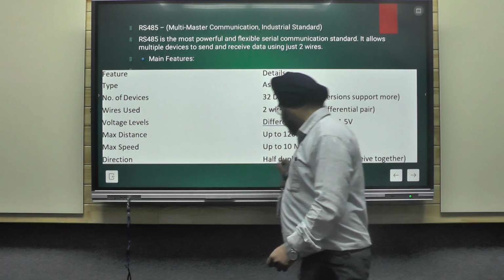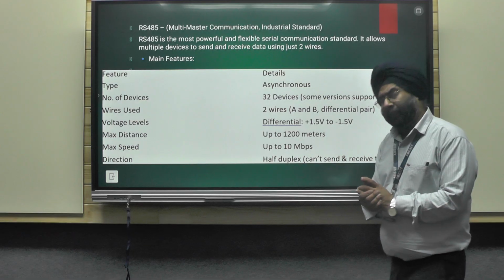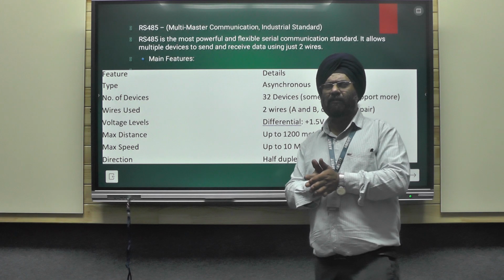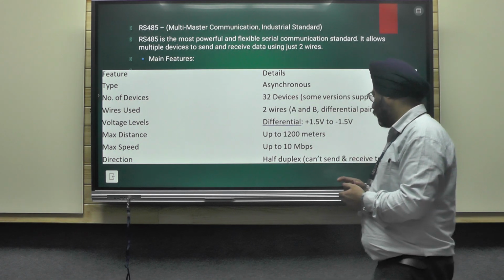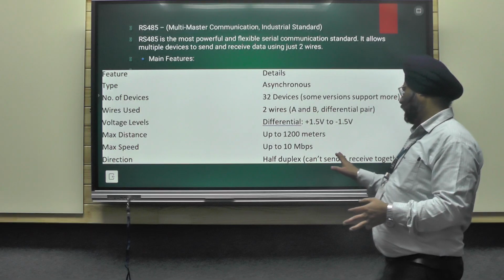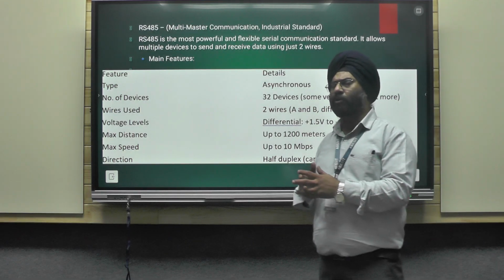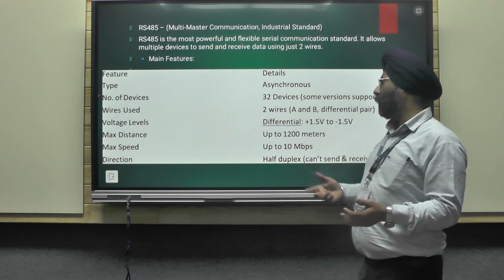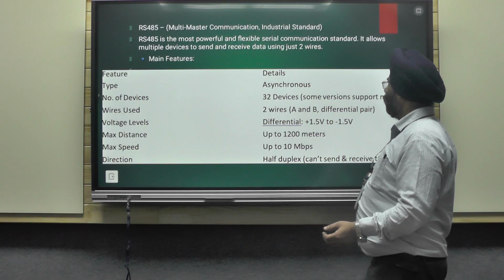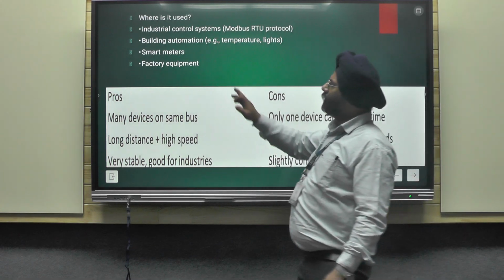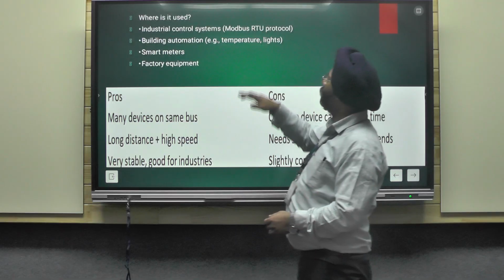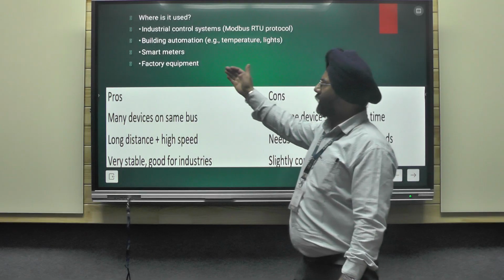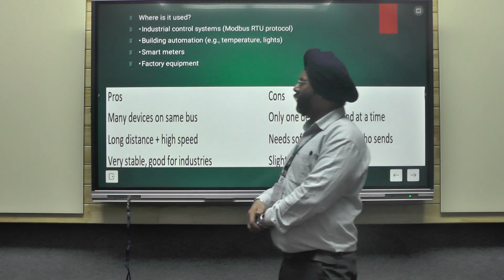If we are looking at the last part, at one time can one device talk to 32 devices? No. Full duplex is not possible. Half duplex cannot send and receive together because of the complexity. If you are going to the con part, there is a complexity part also. So where to use: industrial control systems, Modbus RTU protocol, building automation, temperature, lights, smart meters, factory equipment.